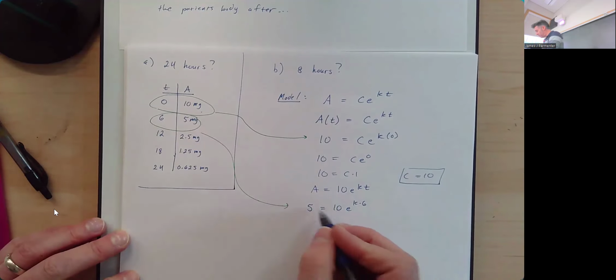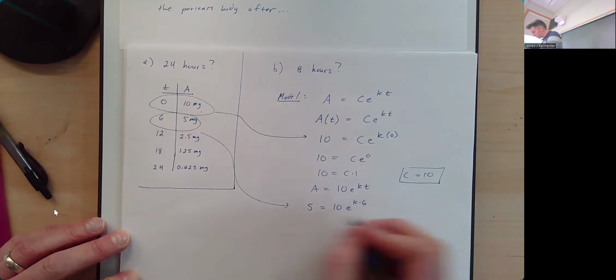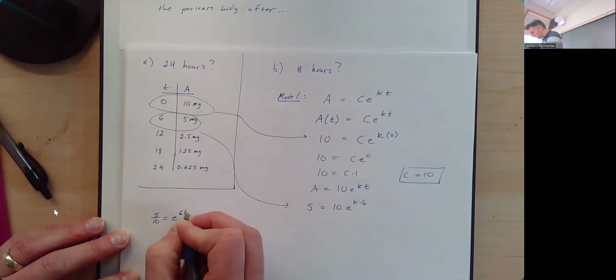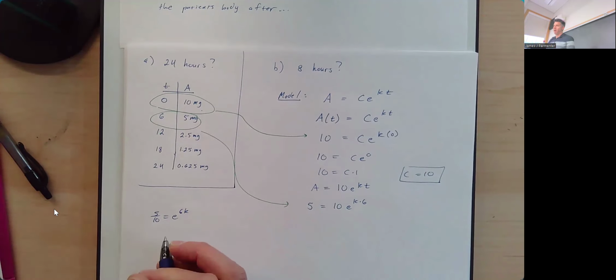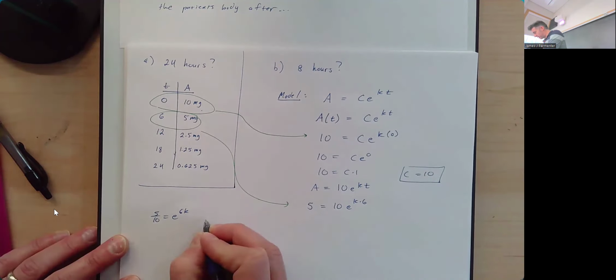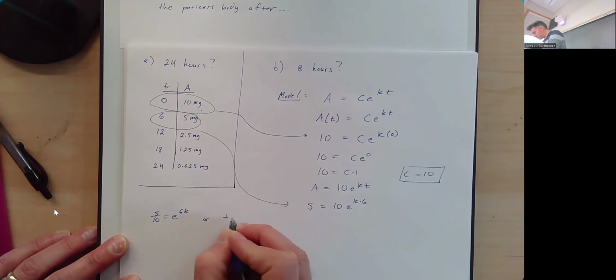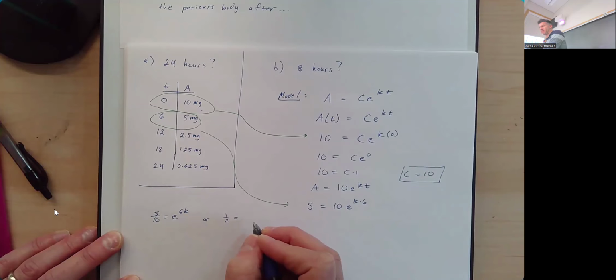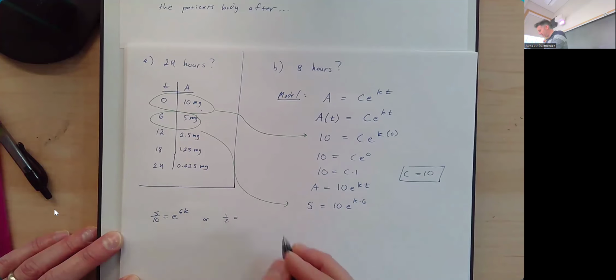I'm going to divide both sides by 10. So 5 divided by 10 equals e to the 6K. 5 over 10 is 1/2. Not surprising if we're using the half-life that we're getting e to the something equal to 1/2. That's a pretty standard thing that happens. So I've got 1/2 equal to e to the 6K. I said something wrong there. I said 6 e to the KT. That's not right. It's e to the 6K.